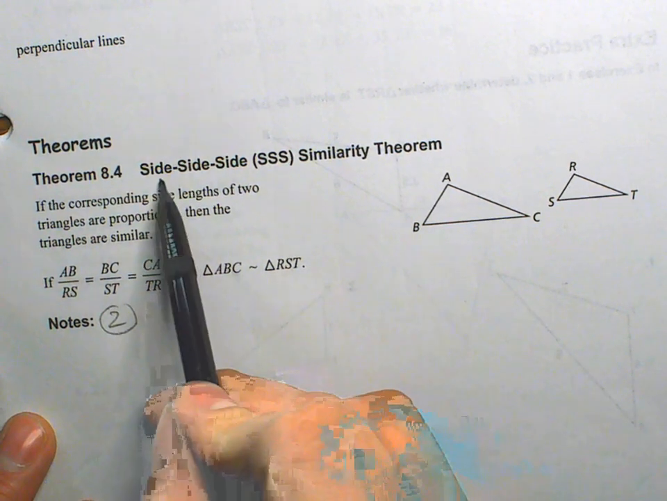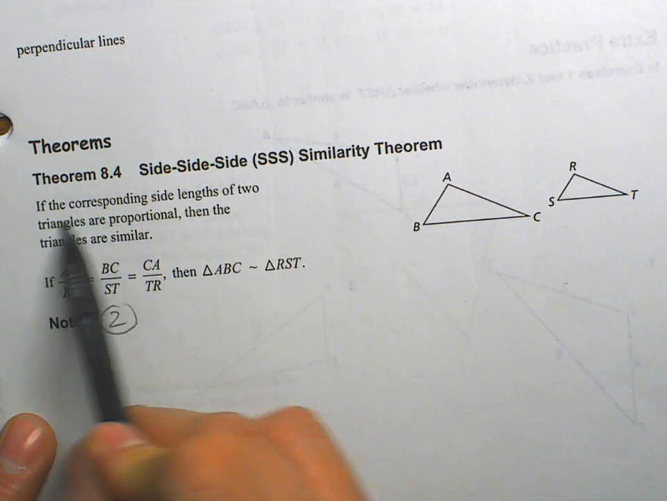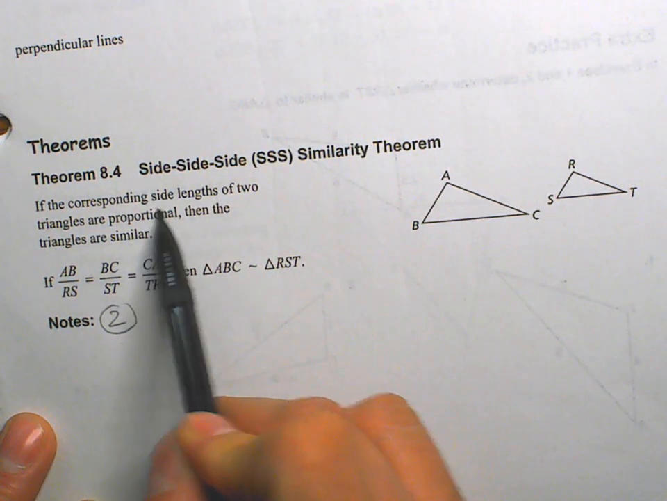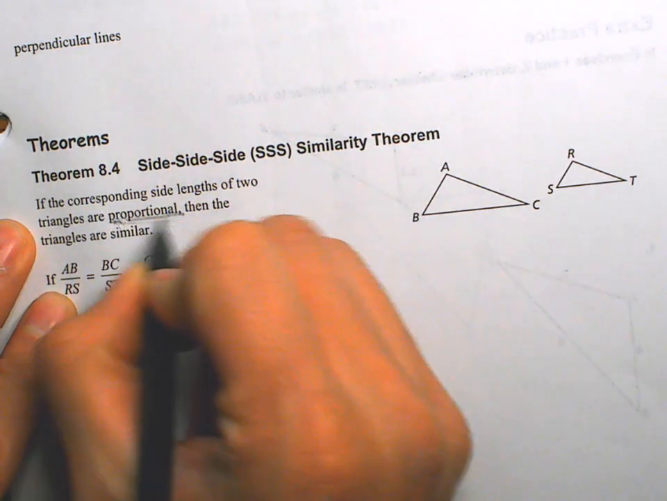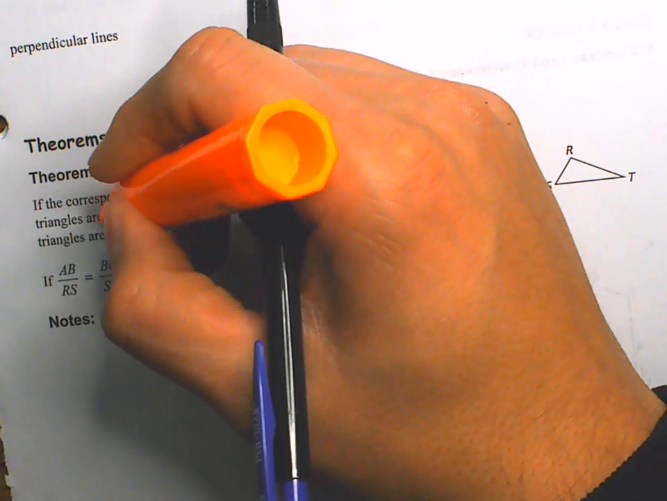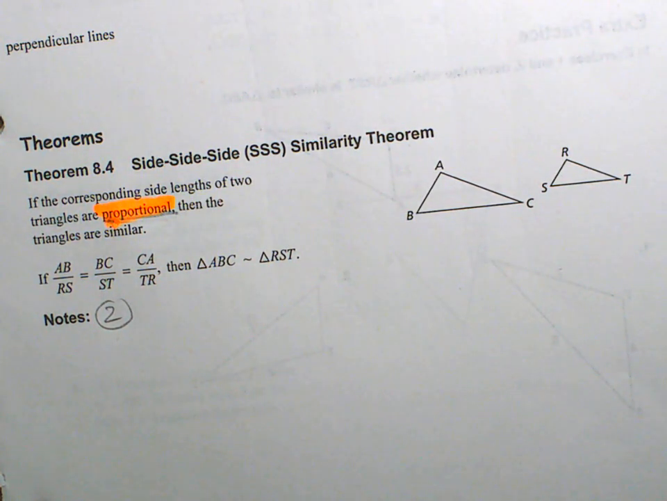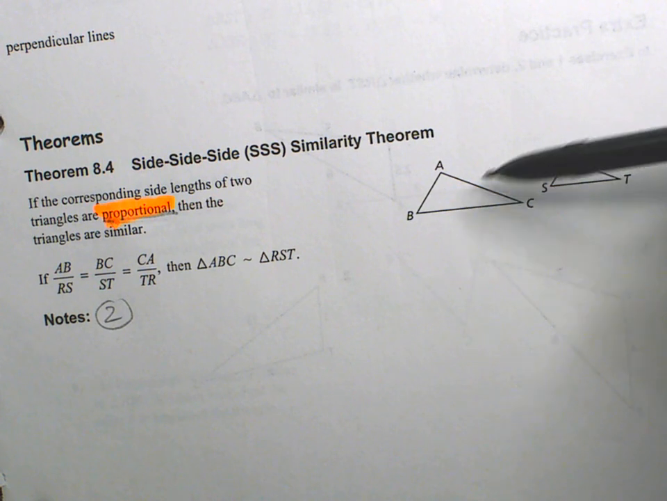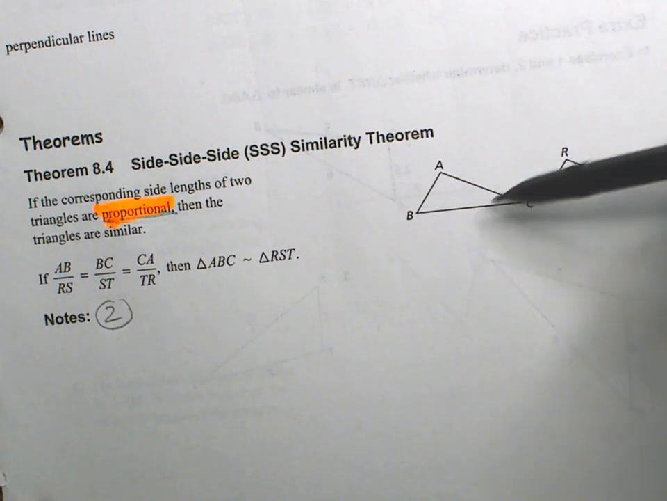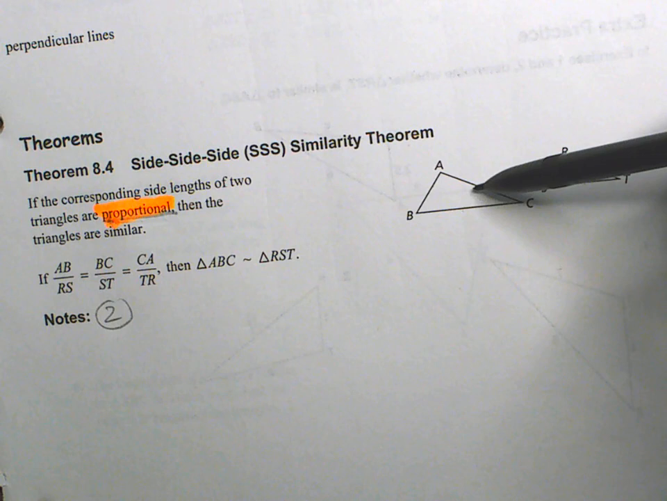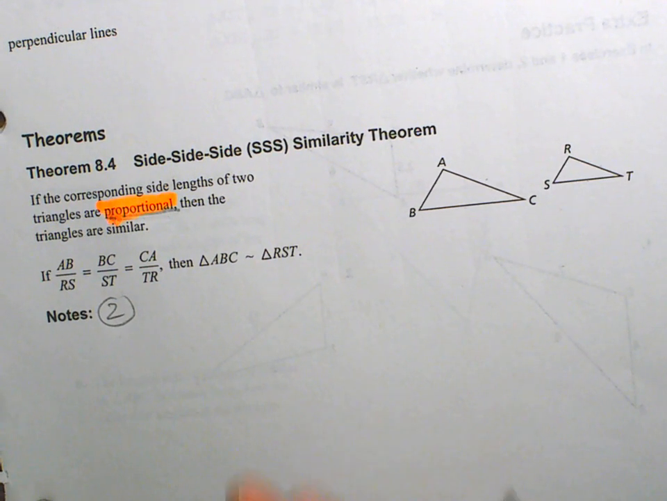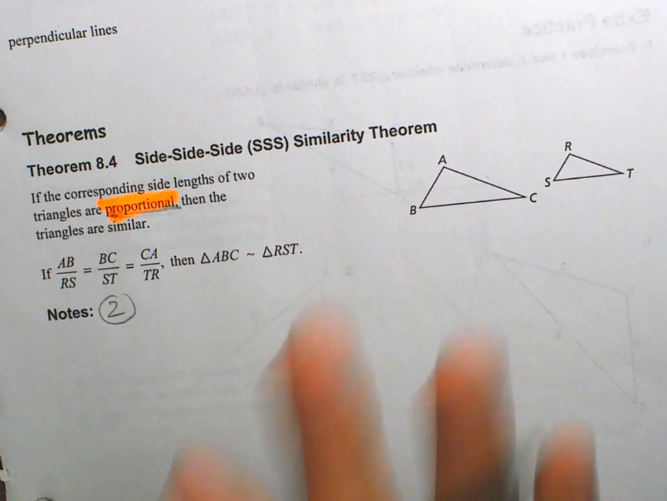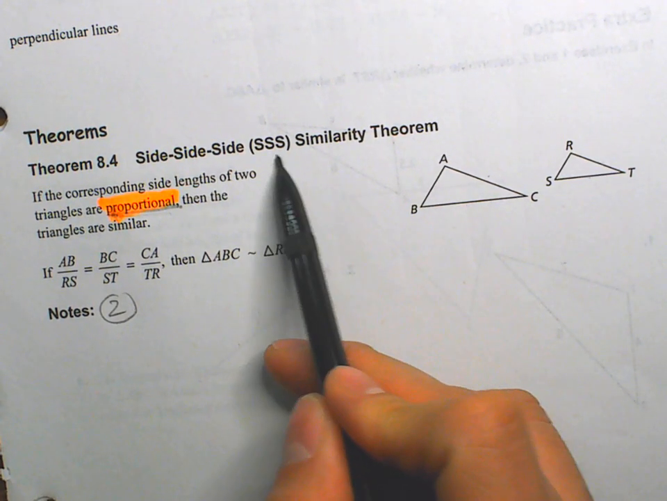Once again, the side similarity theorem states that if the corresponding side lengths of two triangles are proportional, here's that word that's going to come up quite a lot, proportional. Proportional just means that when you set up your ratios, they all come out the same. So what ratios are we talking about? We're talking about AB to RS, BC to ST, and CA to TR. Now, do you need to set up all three? Technically, no. You can just do it with 2. Actually, yes, on this one, you do have to do 3 because of the side similarity there.